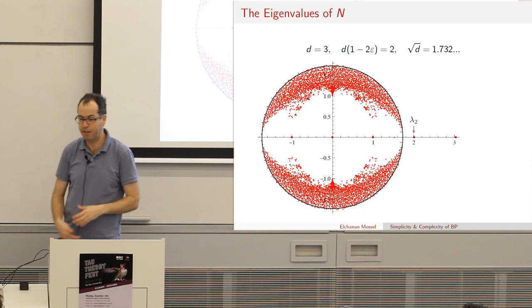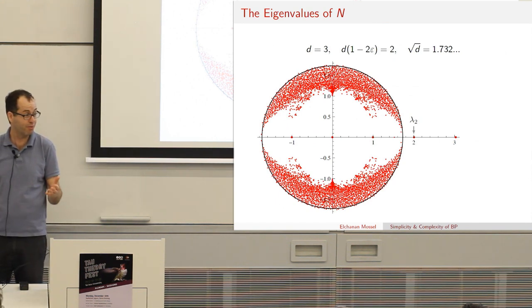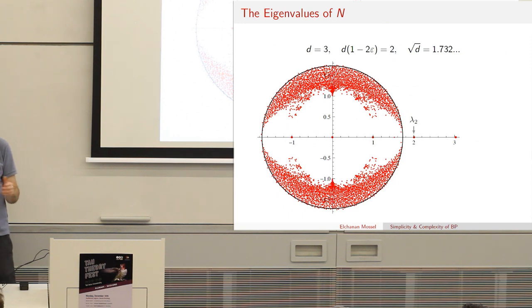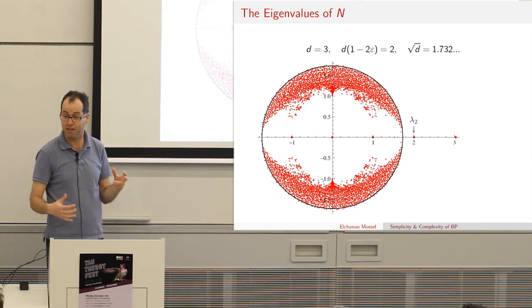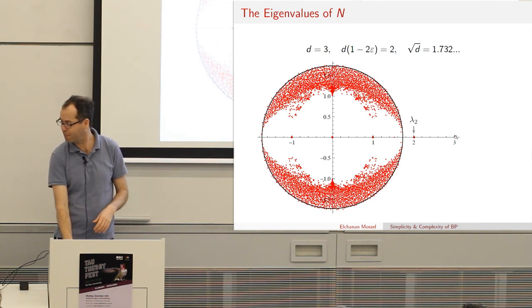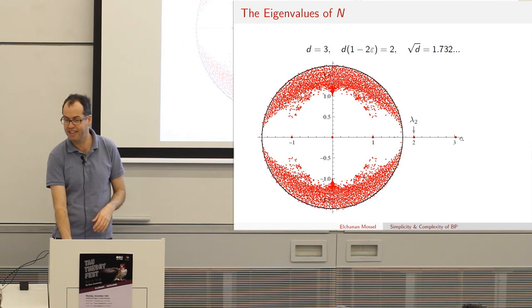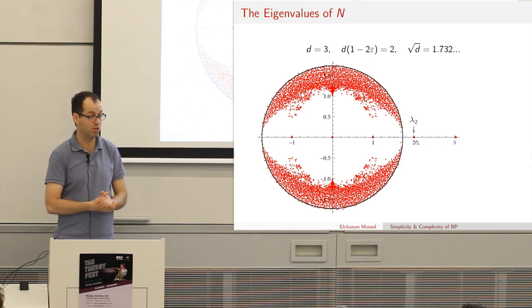I'll just show you a picture. If you take a random graph from this model, this is how the spectrum looks. Usually when we look at the spectrum of matrices, we are not used to this two-dimensional picture, but here this is really not a normal matrix. So the spectrum is complex, and these two eigenvalues, this is what we expect. This corresponds to the average degree. And the second eigenvalue here corresponds to the structure that we've seen, the two communities.